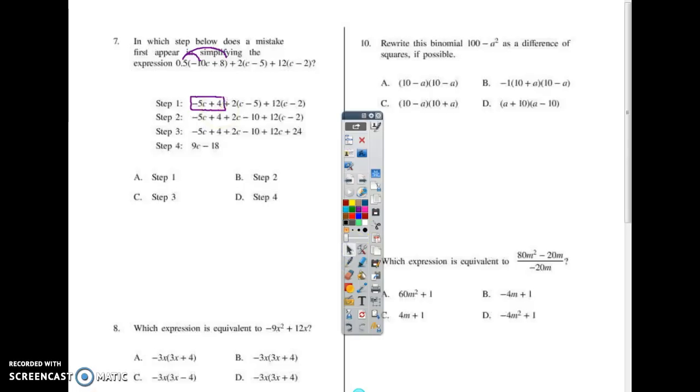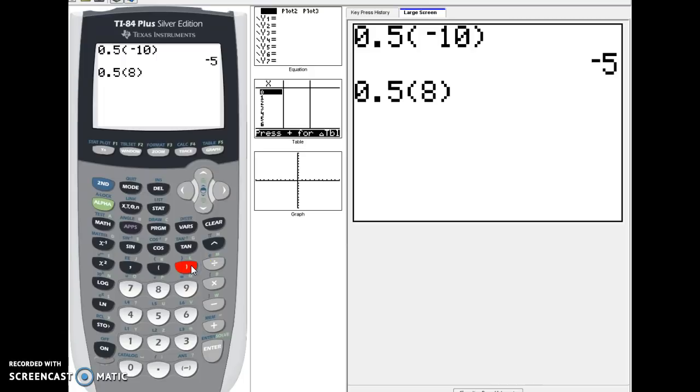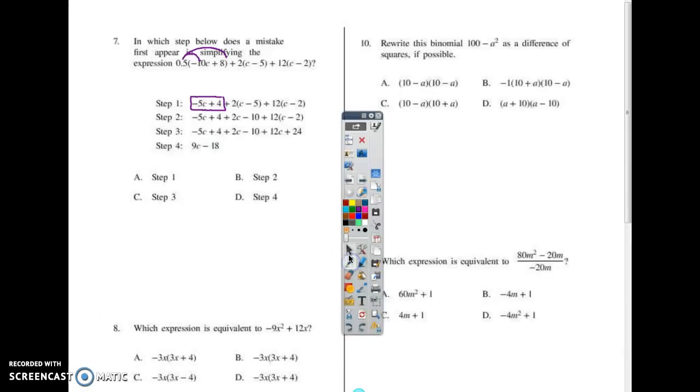Let's see. 0.5 times negative 10, enter, gives you negative 5, and 0.5 times 8 gives you 4. So let's go look. Negative 5 and 4, check. Step number 2, when you distribute 2 times C and 2 times negative 5, does it give you this? 2 times C is 2C, 2 times negative 5 is negative 10, check.